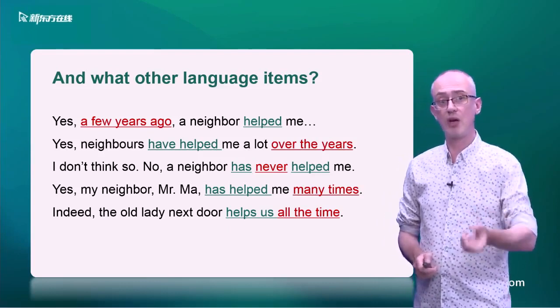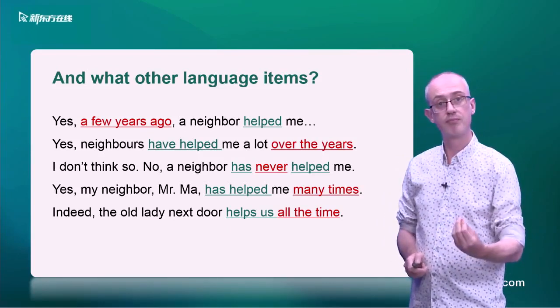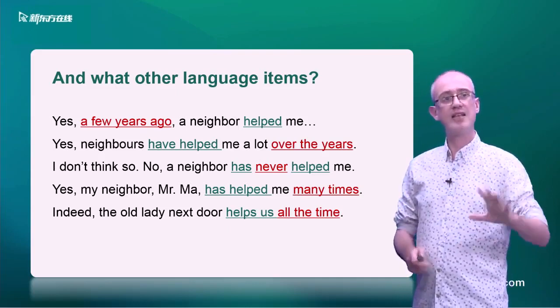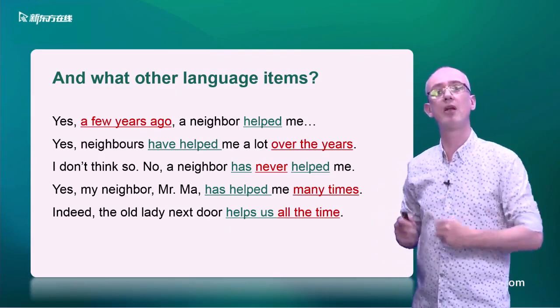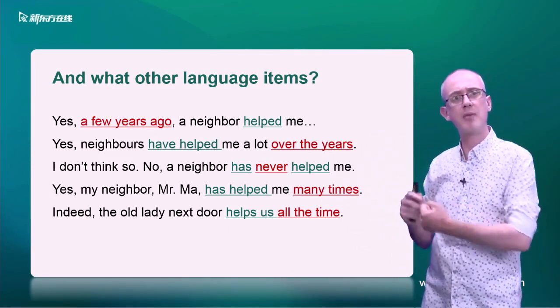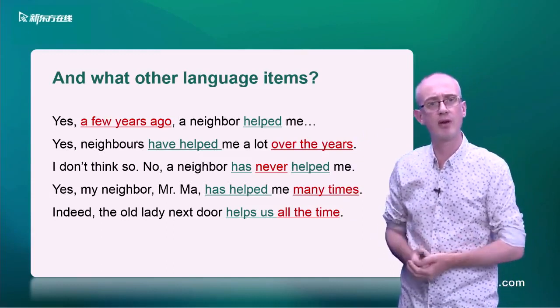A few years ago, a neighbour helped me. You've chosen to tell a story about one time. Yes, neighbours have helped me a lot over the years. You've decided to say, neighbours have helped many times. So we use the present perfect tense.